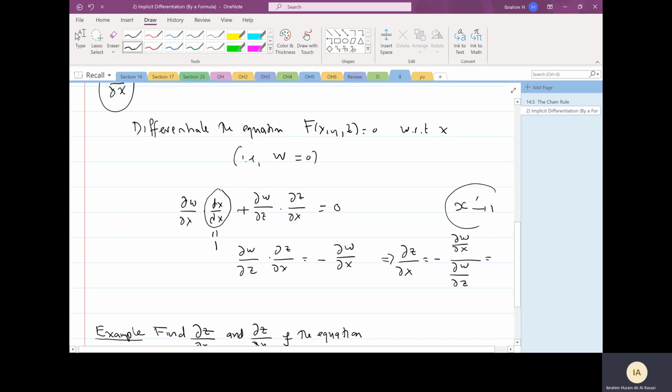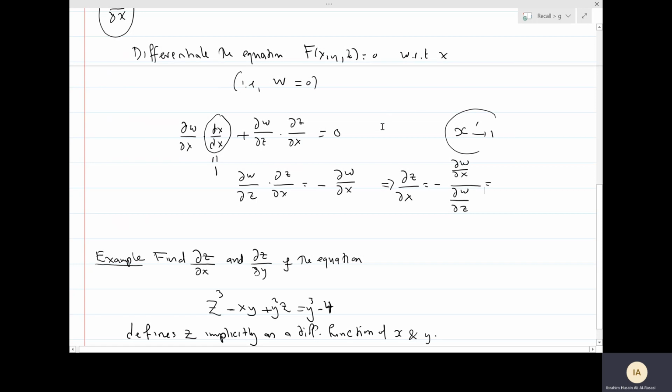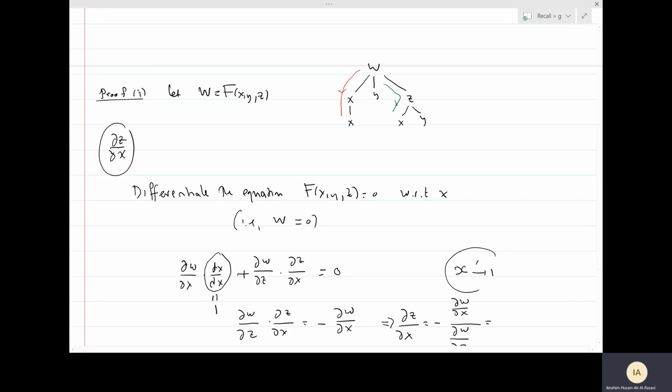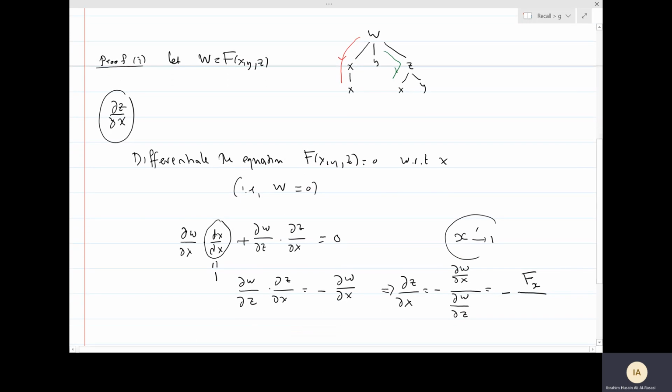But using the subscript notation, w equals f of x, y, z. So what is w sub x? It is the same thing as f sub x. So this becomes minus f sub x. What is partial w partial z? It is the same as f sub z, provided f sub z is not equal to 0. So this is the proof of this formula.